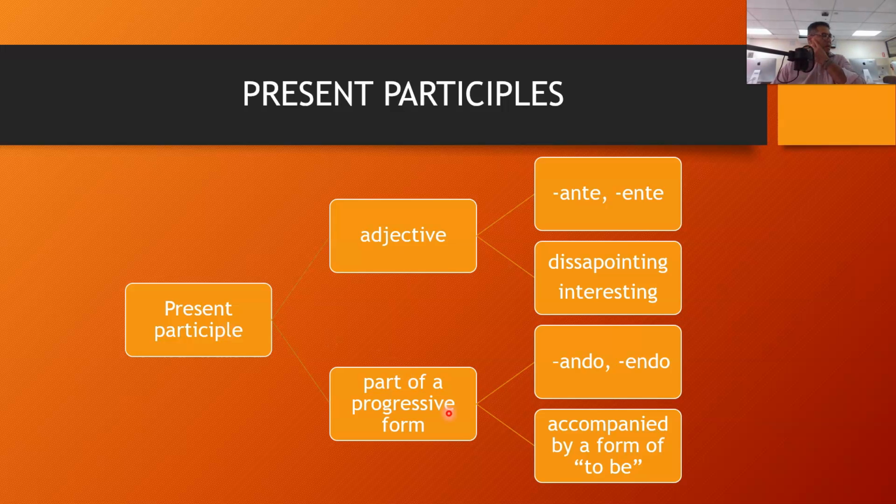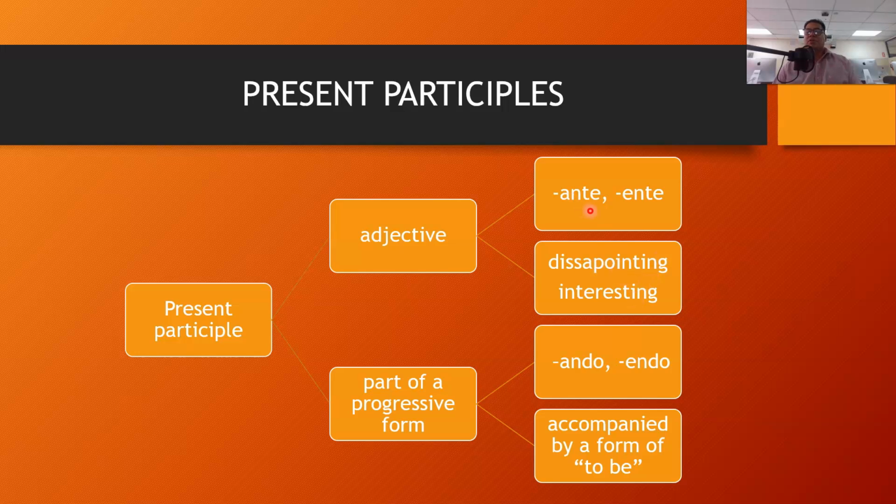progressive form. Now, as an adjective, it is common, but it's not the only ending. I want to be clear. Ante and ente are very common endings for ing adjectives, but it doesn't mean that they are the only two possibilities. Okay? But it's very common that if in Spanish the word ends in ante or ente, they have an equivalent in English with the ing ending. Disappointing, interesting.